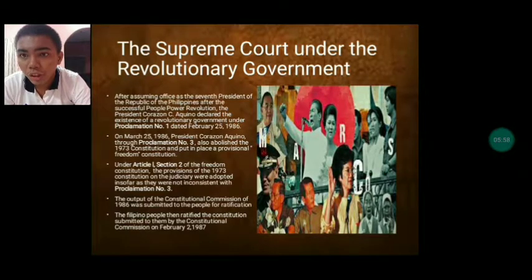Under the article, the Freedom Constitution provides that the provisions of the 1973 Constitution on the judiciary were adopted insofar as they are not inconsistent with Proclamation Number 3. The output of the Constitutional Commission of 1986 was submitted to the people for ratification. The Filipino people ratified the Constitution submitted by the Constitutional Commission on February 2, 1987.